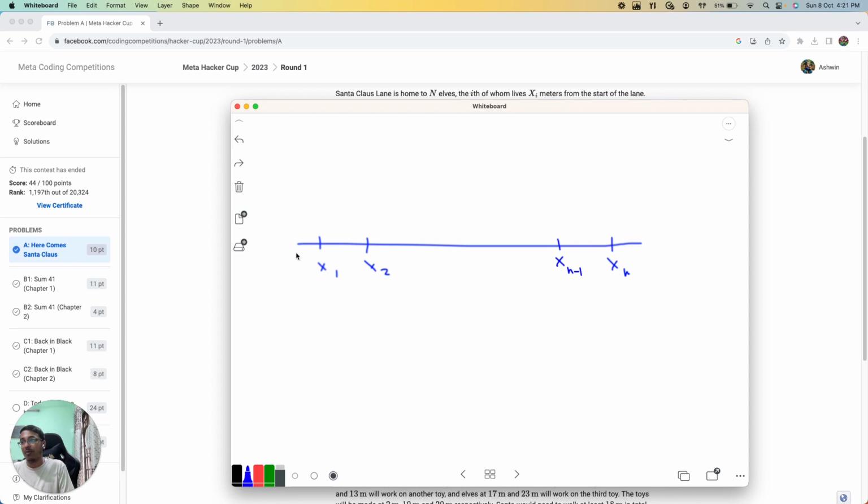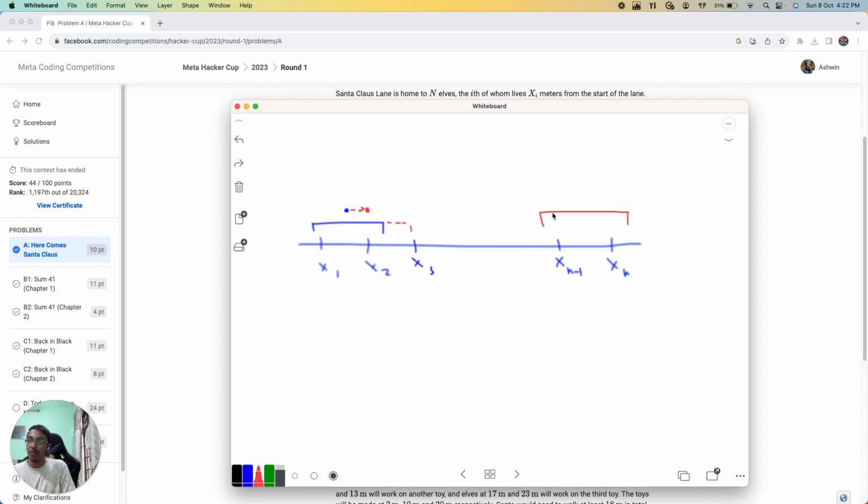Just focus on this. If I assign the first 2 elves to a group, then my point will lie somewhere here, right? If I assign the third elf to the same group, then this point will shift towards the right. It will shift here. Similarly, it will move towards the right from its original position.